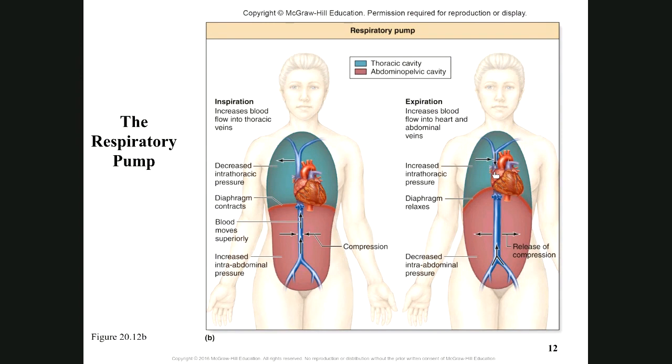So you see that at the time of respiration, at the time of inspiration and expiration, we can move blood in our veins. So the skeletal muscle pump and also the respiratory pump and the help of the valves can help the blood to move in our veins, because our veins don't have enough muscle in their wall to help the blood to move through them.